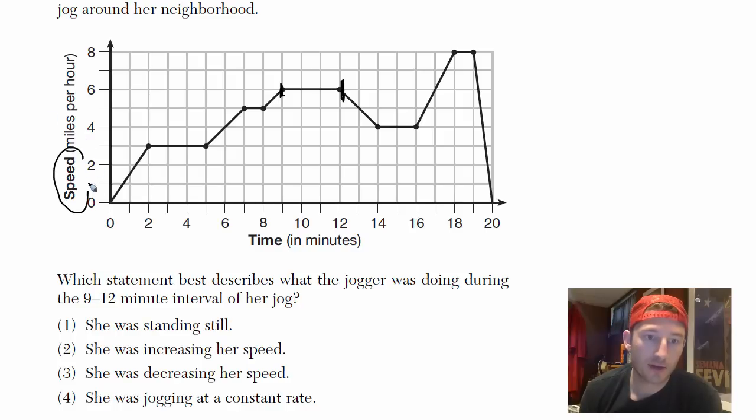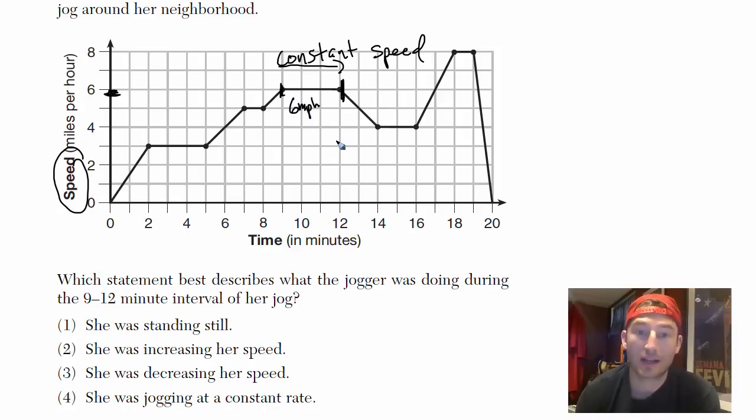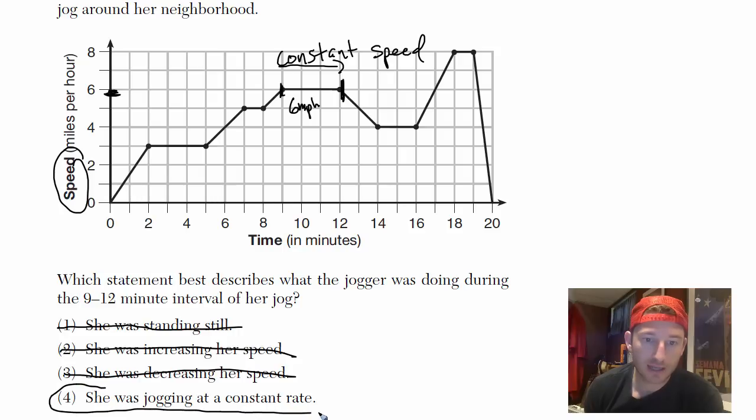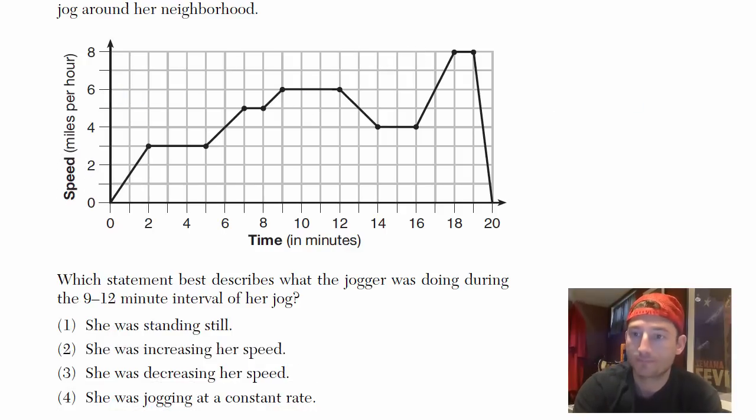Well, this is speed, right? So that means her speed was constant. Her speed isn't changing here. She's got constant speed, and the constant speed was at 6 miles an hour, 6 mph. So we just want an answer that she was going at a constant speed. So number 1, she's standing still. No, that's not what it means. She was increasing her speed. Nope. Decreasing her speed. Nope. What do you know? Number 4, jogging at a constant rate. Right? So just because the line is flat doesn't mean she's not moving, because she is keeping a speed. She's just steady, 6 miles per hour. Cool. Let's move on. Next one.